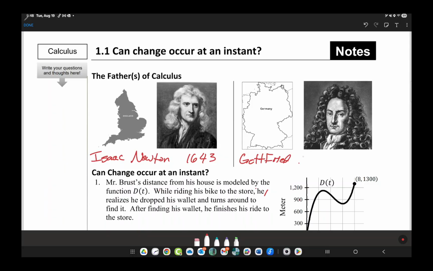So he's born in 1646. And roughly within months of each other, they started publishing papers on calculus.